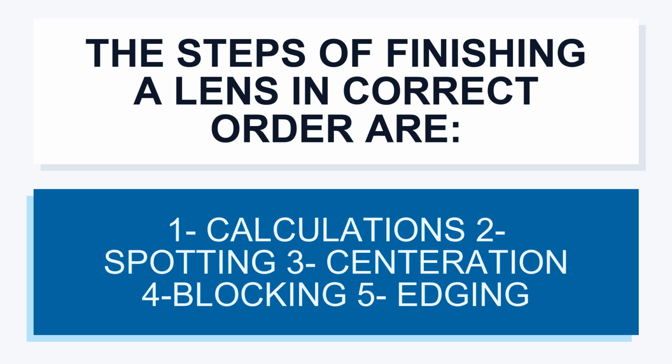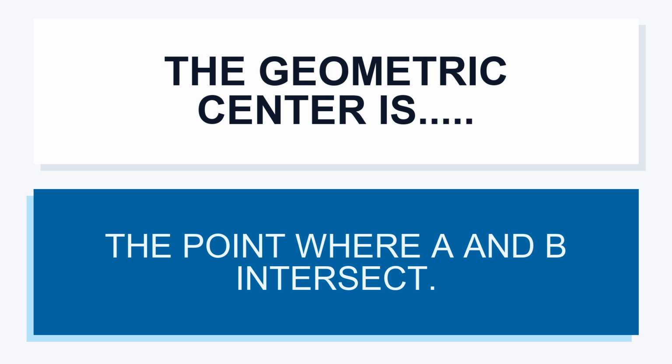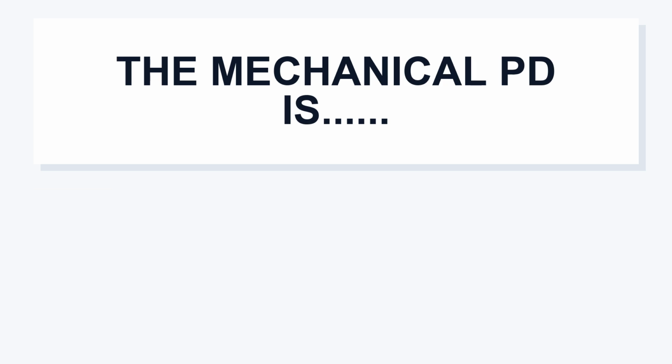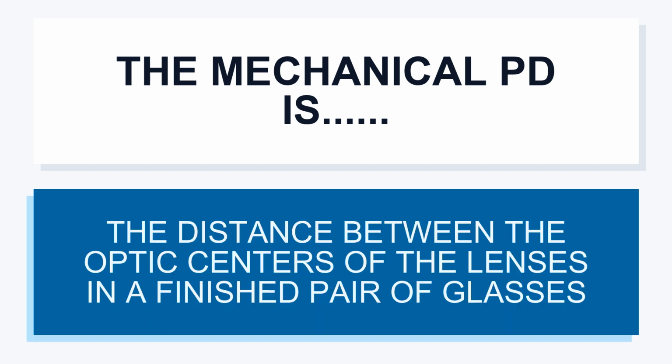The steps of finishing a lens in correct order are 1. Calculations. 2. Spotting. 3. Centration. 4. Blocking. 5. Edging. The geometric center is the point where A and B intersect. The mechanical PD is the distance between the optic centers of the lenses in a finished pair of glasses.